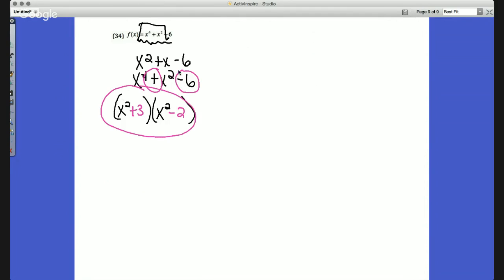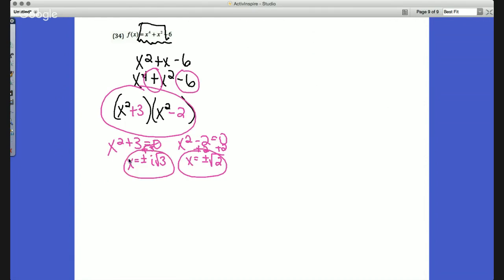Now, what if I said find the zeros of this? Well, you could say x squared plus 3, set it equal to 0, and x squared minus 2 equal to 0 to be able to solve for what x is. So when I subtract 3 and square root, x would be equal to plus or minus i square root of 3, because I subtract 3, square root, negative 3 would give the i on the outside. Now, if I add 2 here and I square root both sides, x is equal to plus or minus root 2.